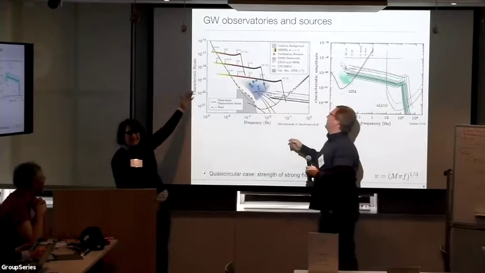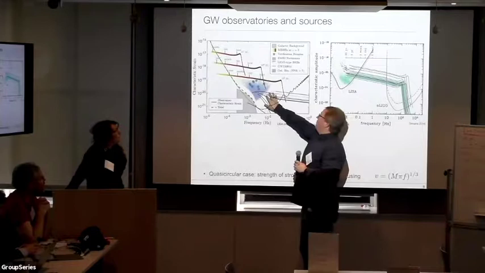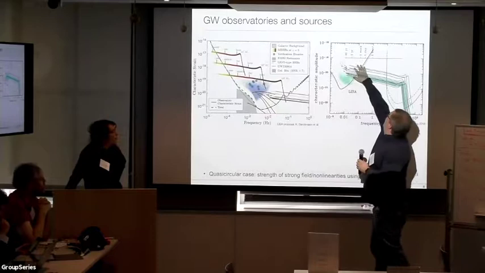And it's sensitive to supermassive black holes of the sort that could potentially be the host of the things that we're interested in. But it can also capture isolated stellar mass black holes, which evolve from LISA into LIGO.